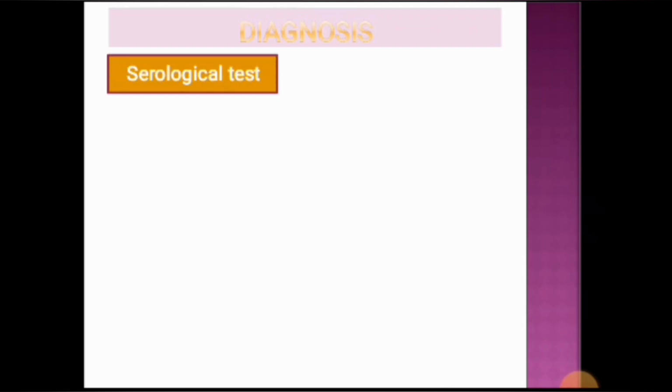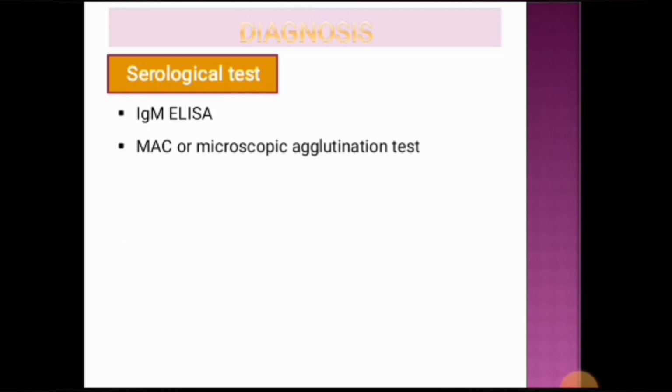One can diagnose this bacteria by serological tests, by IgM ELISA, using the serum sample that is collected from the blood. The other is the MAT, or microscopic agglutination test, and this microscopic agglutination test is the gold standard for diagnosis of leptospirosis.